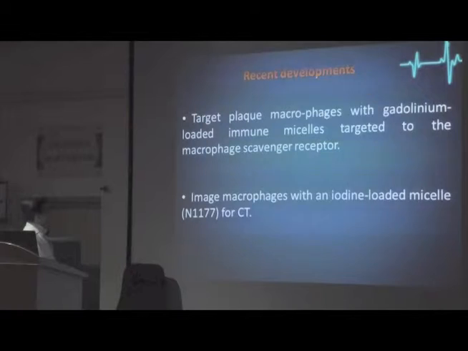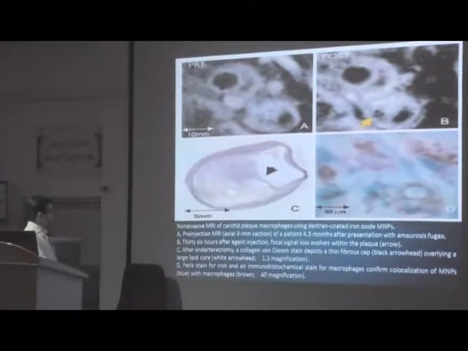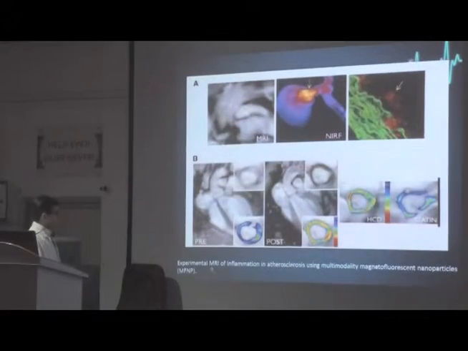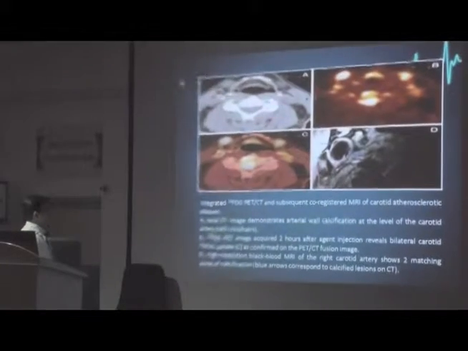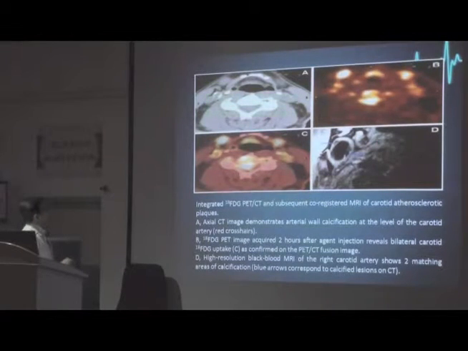The recent developments are the imaging of plaque macrophages with gadolinium-loaded immune missiles targeted to the macrophages, and second, the imaging of macrophages with iodine-loaded missiles in CT scans. This is one of the non-invasive MRI of carotid plaque macrophages using dextran-coated iron oxide magnetic nanoparticles. There is experimental MRI of inflammation in atherosclerosis using multimodality magnetofluorescent nanoparticles. This is the pre-treatment and post-treatment image. The integrated F18 FDG PET CT, this is a PET CT, which subsequently correlates with MRI of carotid atherosclerosis plaque.